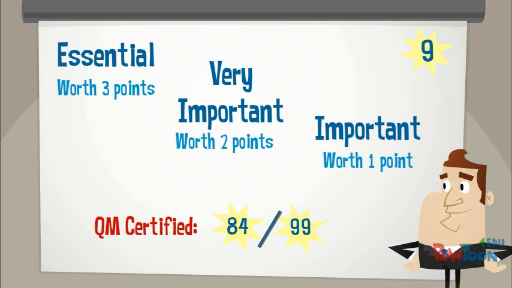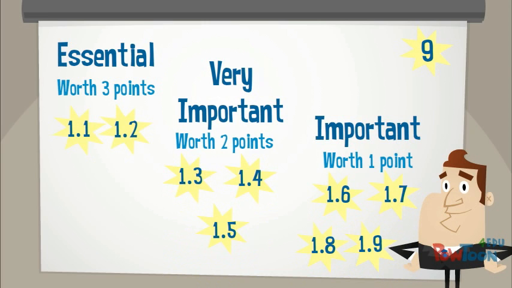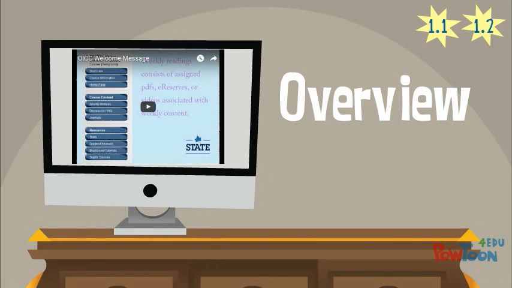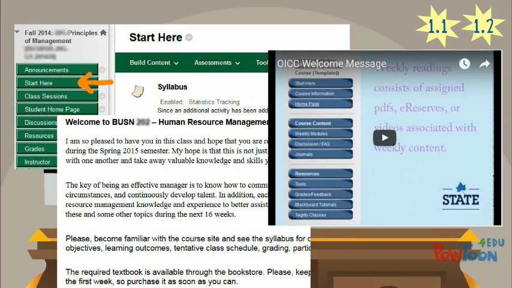The first 2 components of this standard are essential. The third, fourth, and fifth are very important, while the last 4 fall within the important category. 1.1 and 1.2 explain that at the beginning of the course, instructors are encouraged to provide an overview of the course to let learners know what to expect. Oftentimes, faculty may post a syllabus, a written welcome message, or a welcome video on the Start Here button in the learning management system to convey this information.